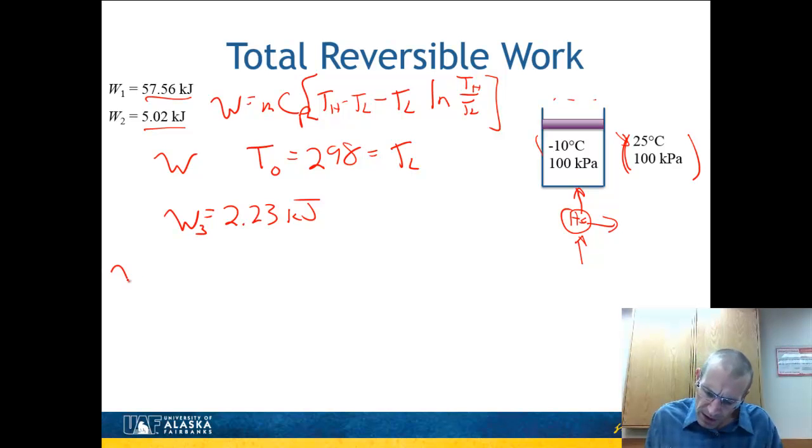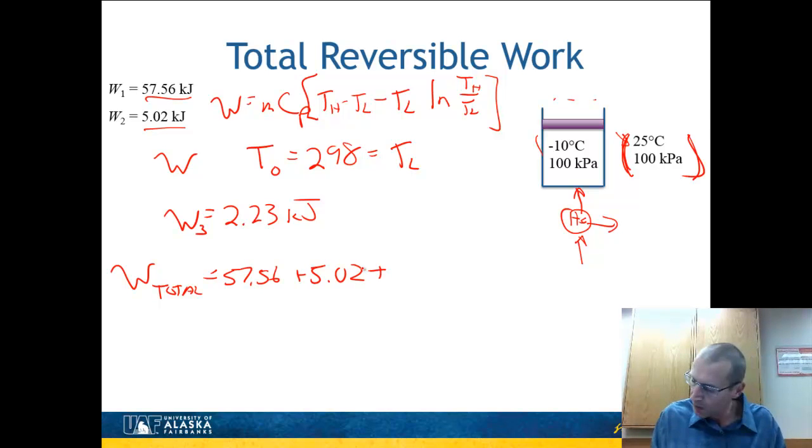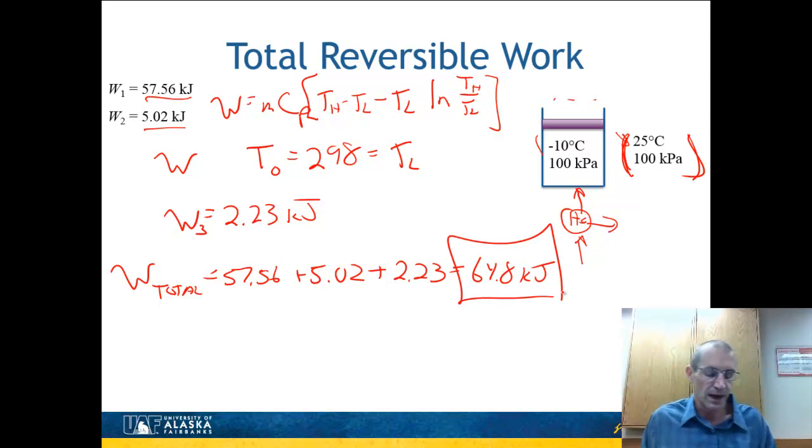So now let's go ahead and sum up the work. We're now at what I'm calling the dead state because we're at 25 degrees Celsius and 100 kPa. We had 57.56 kilojoules. The next step gave us 5.02 kilojoules. And the next step gave us 2.23 kilojoules. And that total was 64.8 kilojoules. So that's the amount of work I can get going from initially 300 kPa and 300 degrees Celsius down to these conditions right there.